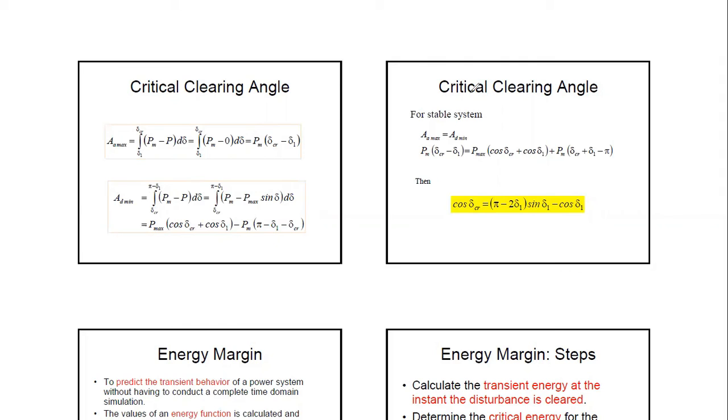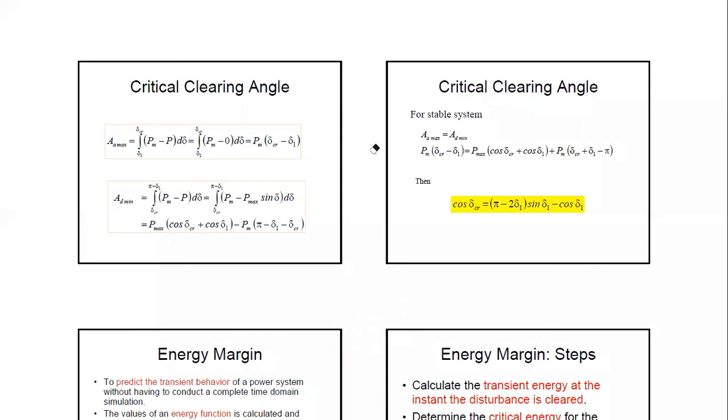For the stable system, the acceleration area is equal to the deceleration area, and therefore finally we can derive the formula for the critical clearing angle, that is cos of delta Cr, and from this we are able to calculate the critical clearing angle. So I can say that delta Cr is equal to cos inverse of (pi minus 2 delta 1) sine delta 1 minus cos delta 2.